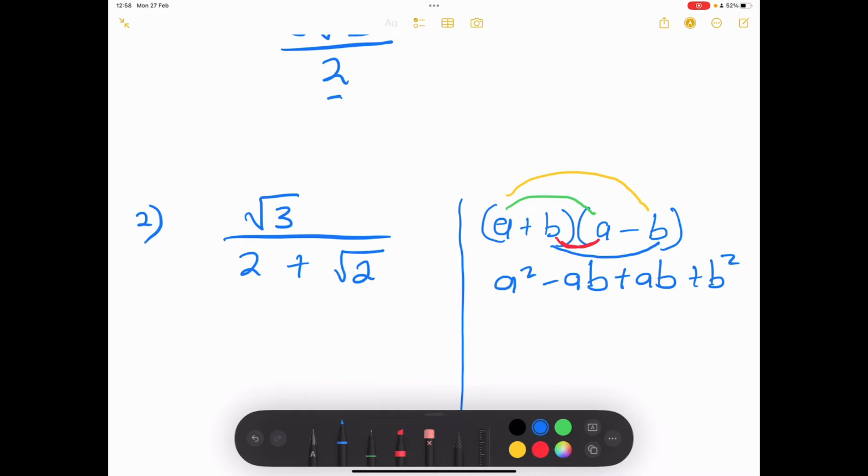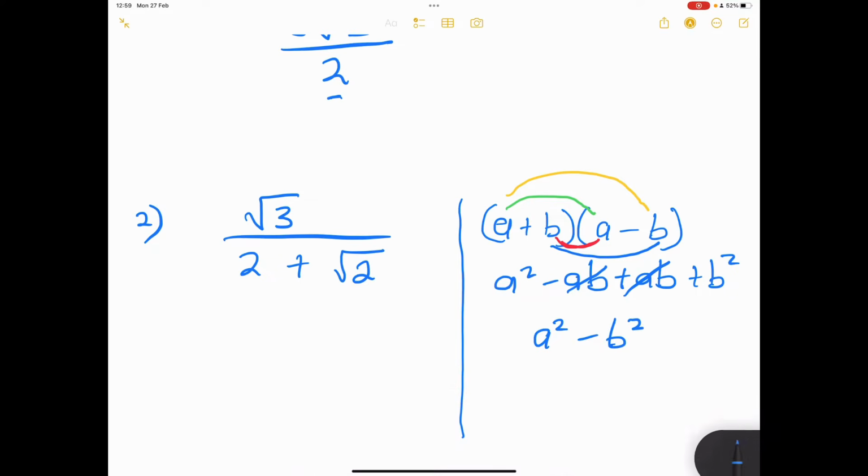So what happens? Your brackets are the same, right? So what happens to the middle terms? They cancel each other. And what are we going to be left with? A squared minus b squared. Okay, so remember that is how we use the difference of two squares, right?